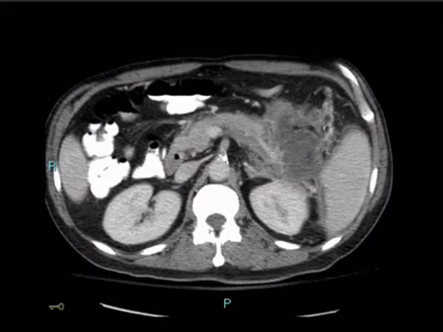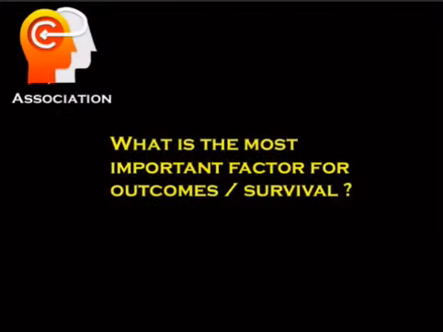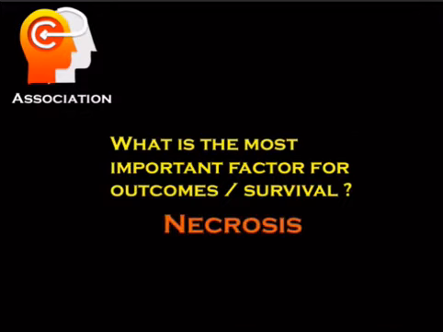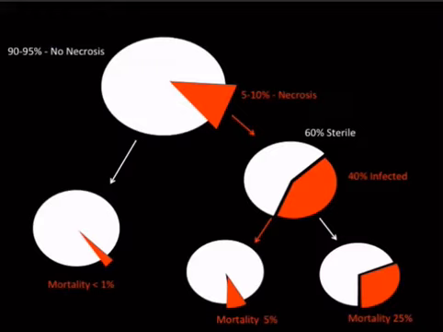Pancreatitis, the big cyst, right? Pseudocyst. So what's the most important factor for outcome or survival in the setting of pancreatitis? Pick one thing you're going to see on the image that's going to tell you this patient's going to have a bad outcome or a good outcome, out of the hospital in a couple of days. Necrosis. Necrosis is bad.